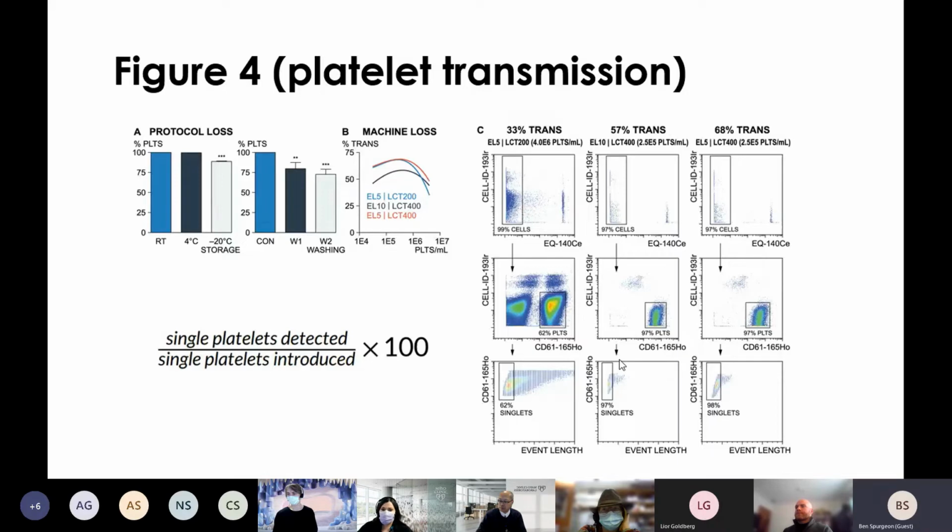And significant cell loss was also seen after washing. So if we look at the bar graph next to this, W1 is the first wash, W2 is the second wash, and the control is the platelet count prior to washing. So we saw a significant loss of 20% after 1 wash, while 2 washes resulted in a cumulative loss of 27% of platelets. So we're losing at least 1/4 of platelets prior to acquisition on the CyTOF.